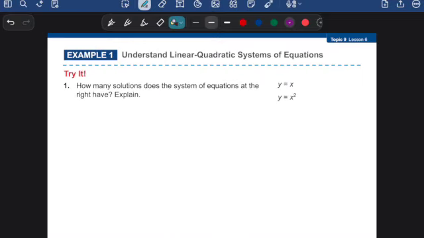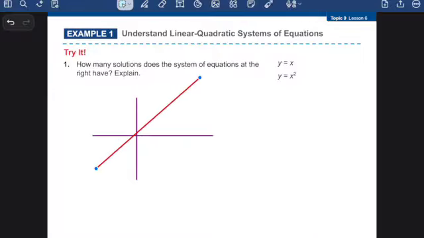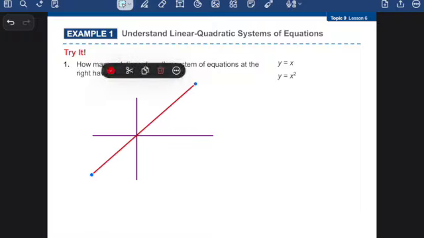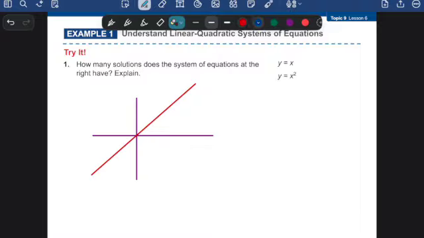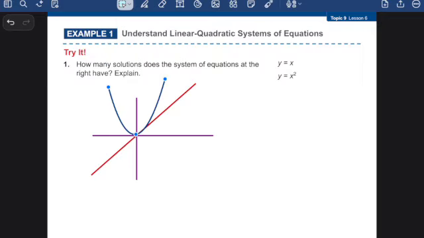How many solutions does this system of equations at the right have? So this is a linear equation. It's just going through the origin, okay? And so they're both going through the origin. We could draw it if we know our parent functions. So y equals x is just going to be going through the origin with a slope of 1. And my parabola is going to be going through the origin also.